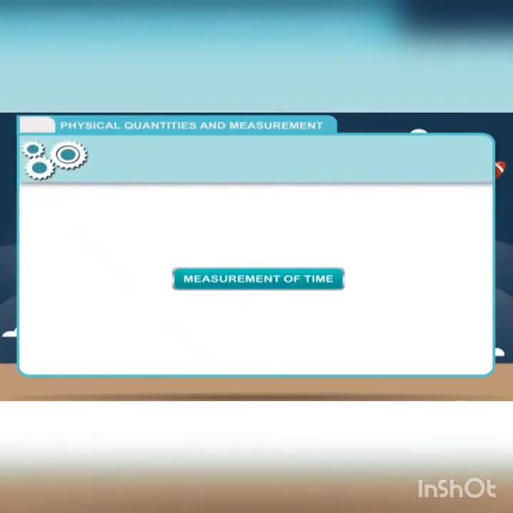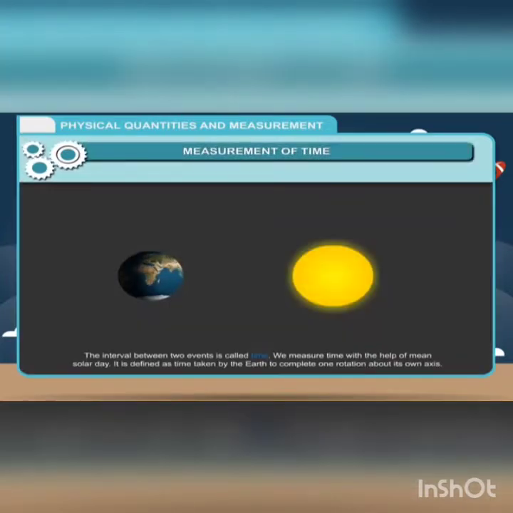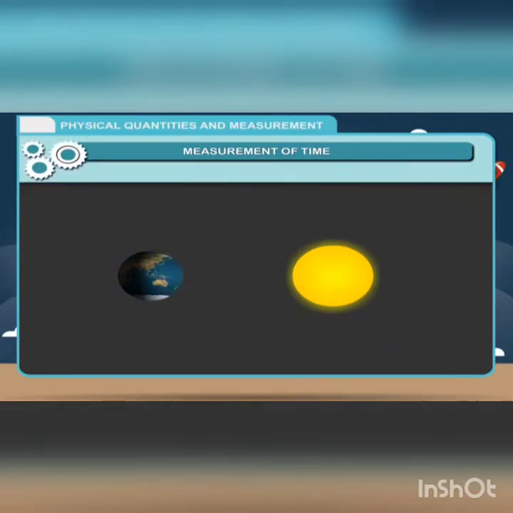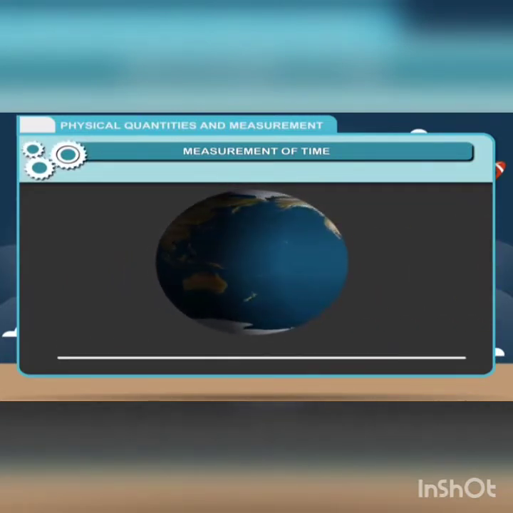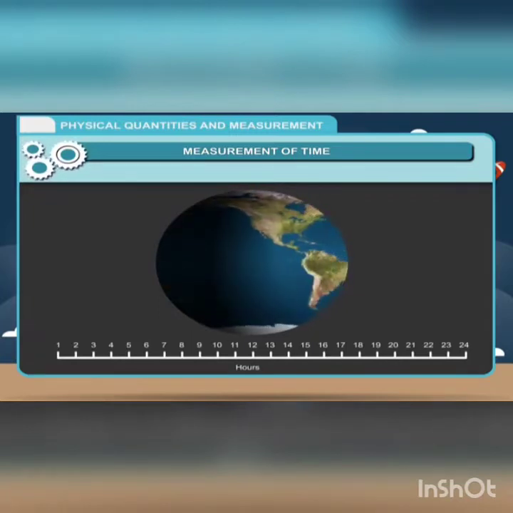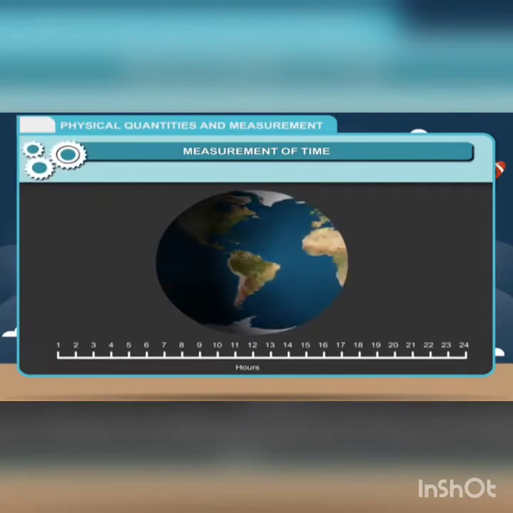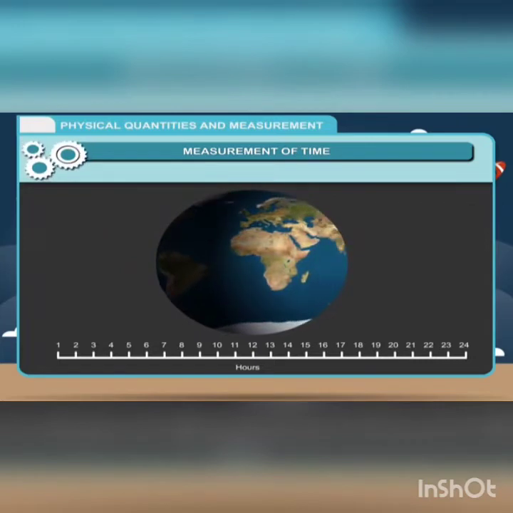Measurement of time. The interval between two events is called time. We measure time with the help of mean solar day. It is defined as the time taken by the Earth to complete one rotation about its own axis. The mean solar day is divided into 24 equal intervals, and each interval is called an hour.